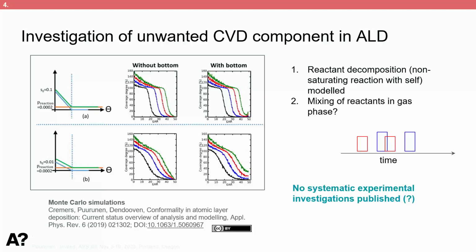et al., for that actually Monte Carlo simulations were made to look at the continuous CVD component in addition to the ALD component and how it would look. And this is how it was then found to look, that in the beginning of the growth you are not getting that saturation, but you have this continuous component here. And so that would be for the reactant self-decomposition, but then another thing is also the mixing of the reactants in the gas phase, and that I don't know that anyone would have done, simulated or measured yet.